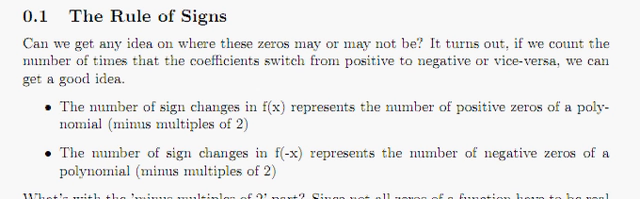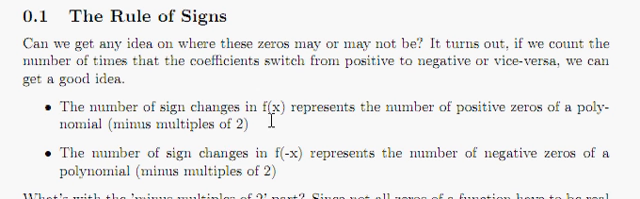This might actually be attributed to Descartes, I believe, in some books. But basically, what we want to do is track the coefficients in our polynomial f of x. Whenever those coefficients switch from positive to negative, or vice versa, from negative to positive, we want to keep count of that. So we want to count how many times that happens over our polynomial, and that's going to give us an idea on how many roots we can have on either the positive or the negative x-axis.